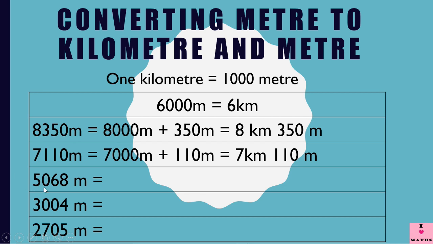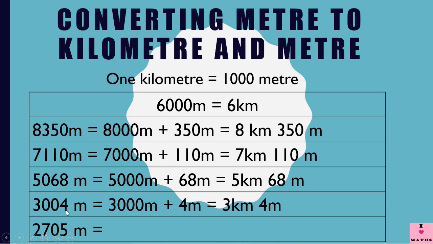Now this is 5068 meters. We have 5000 plus 68. So 5 kilometer 68 meters. This is 3004 meters. It is 3 kilometer and 4 meters. 2705 meters is 2 kilometer and 705 meter.